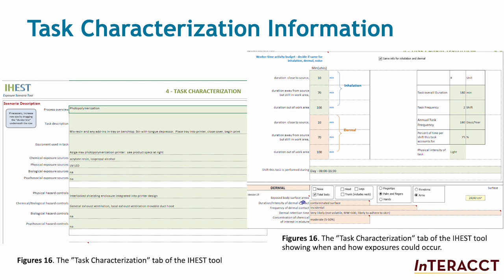Information documented on the Task Characterization tab, shown here, will help identify when exposure could occur and provide details related to the route of exposure, as illustrated on the right-hand side of this slide. In the example shown here, tasks include mixing resin and add-ins in a tray on a benchtop, creating a possible inhalation exposure opportunity. On the left, the potential for dermal exposure is also identified, as surfaces can be contaminated with a sticky resin.